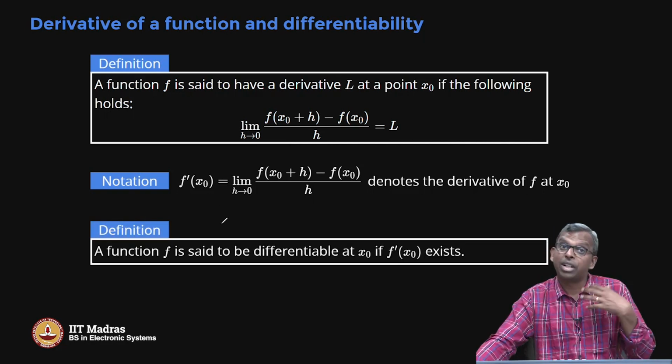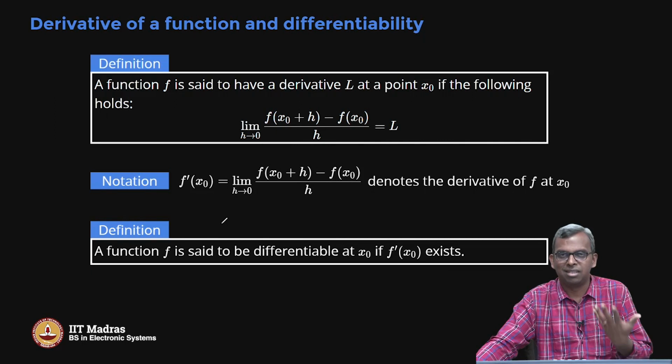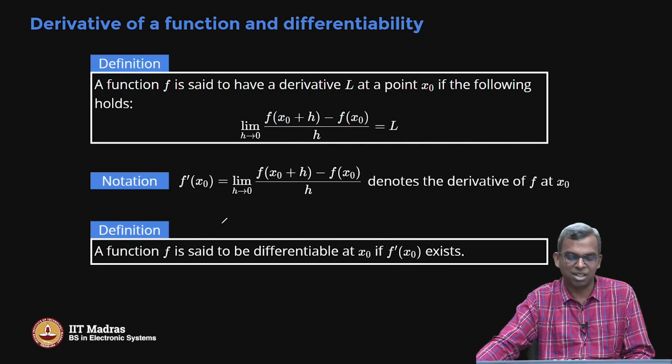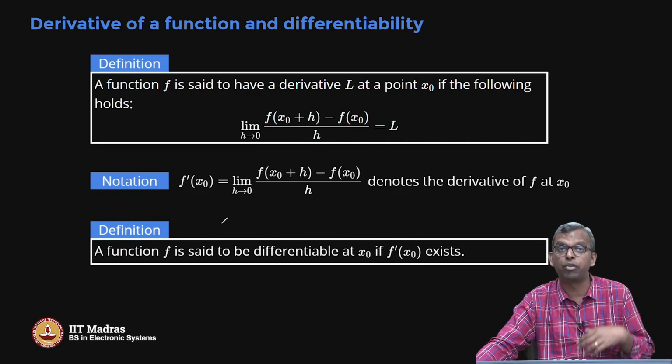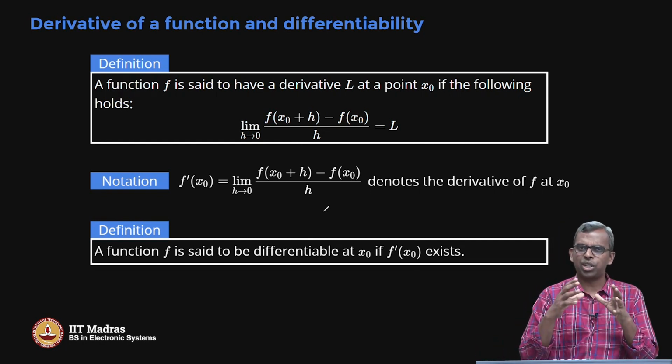Now, what is differentiability? You can imagine the very easy extension that comes. A function f is said to be differentiable at x0 if f prime of x0 exists. If this limit exists, then it is called differentiable. So, simple definitions, and you see the motivation of this definition, right?